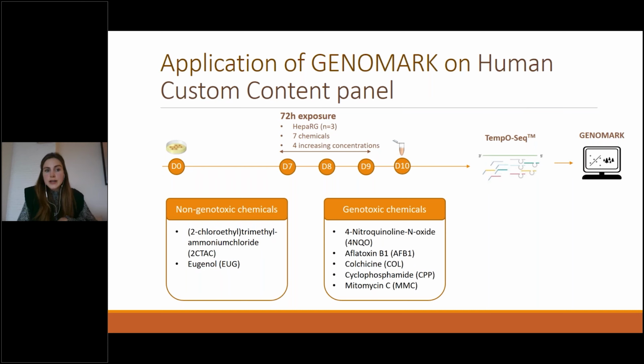So for the study design, we seeded the human HepaRG cells, and after 7 days, the human HepaRG cells were exposed to 7 chemicals, 2 known non-genotoxic chemicals and 5 known genotoxic chemicals in 4 increasing concentrations versus solvent control for 72 hours. So at day 10, we collected the cell lysates, and the TempO-Seq analysis was performed by Bioclavis. And afterwards, we could perform the GENOMARK predictions on the gene expression data of the counts data.